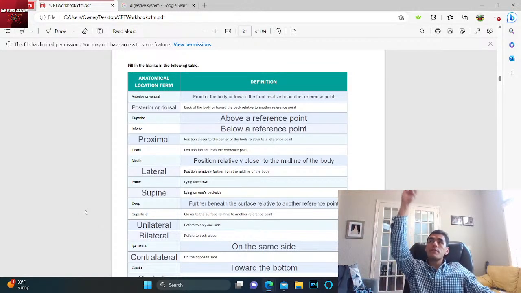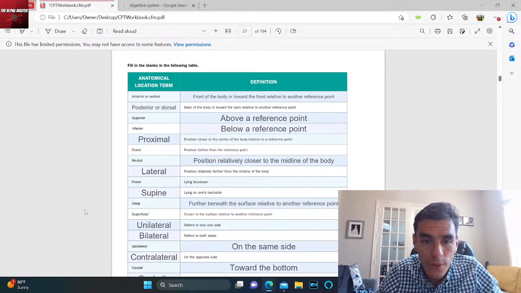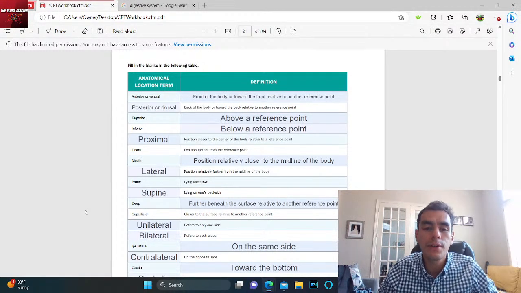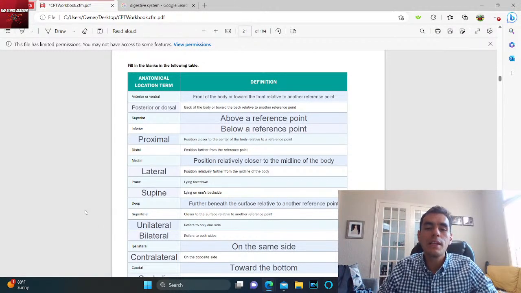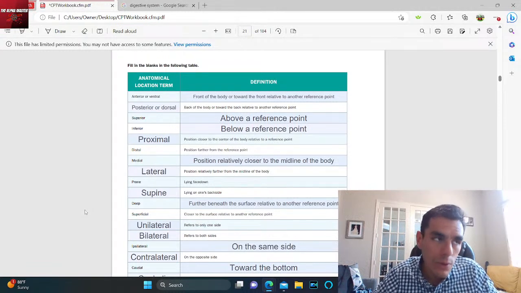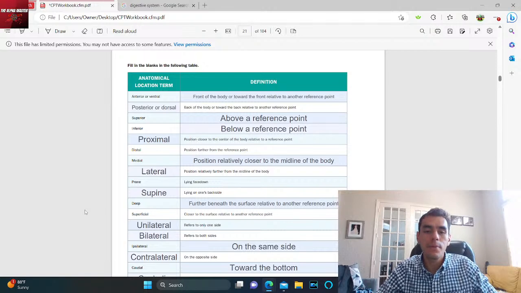Superior is above a reference point. Inferior is below a reference point. That is really easy. Proximal is a position closer to the center of the body relative to a reference point. Distal is a position further from the reference point. Medial is a position relatively closer to the midline of the body, and lateral is a position relatively further from the midline of the body. Opposites: medial and lateral. Prone is laying face down. Supine is laying on one's backside, laying face up.